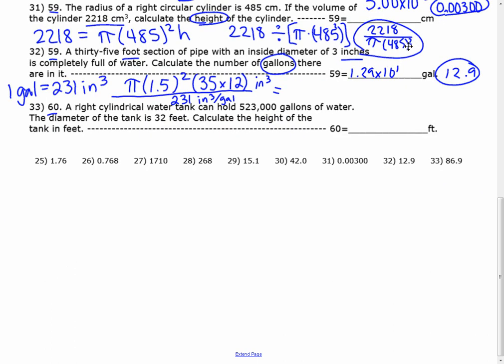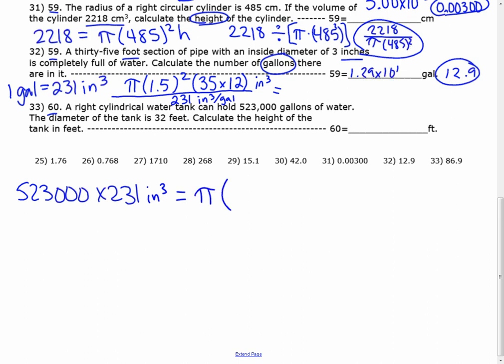The next problem is similar. Another cylindrical water tank, and it tells us how many gallons of water it can hold. So we're going to start with that number. And we know that there are 231 cubic inches in a gallon, so that's how many cubic inches we would have if we multiply that. That's the volume. So that's equal to the area of the base, pi r squared.